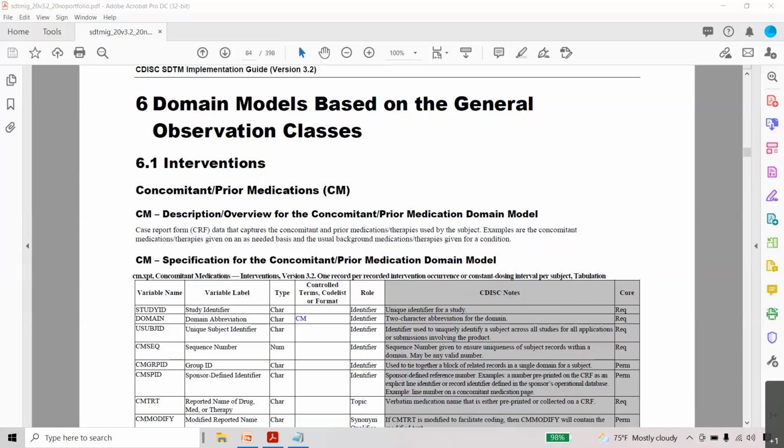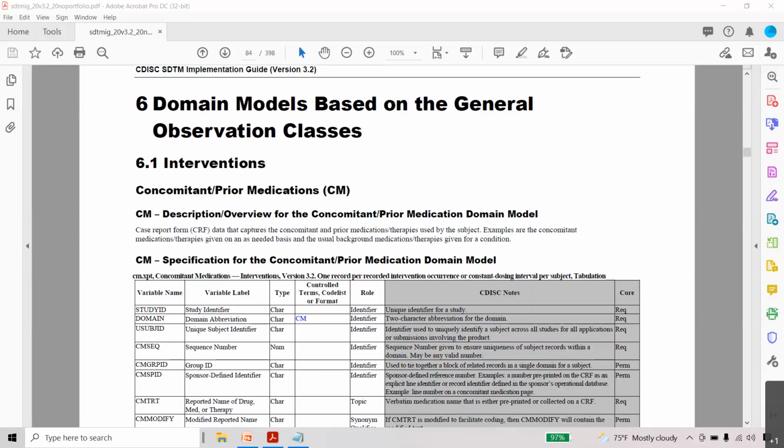Substance use collects information like if the subject is taking nicotine, alcohol, or something other than medication; if he is consuming it, we can see that in substance use. So today we will discuss more about concomitant medications. It is one of the very important interventions domains after exposure and exposure collected.